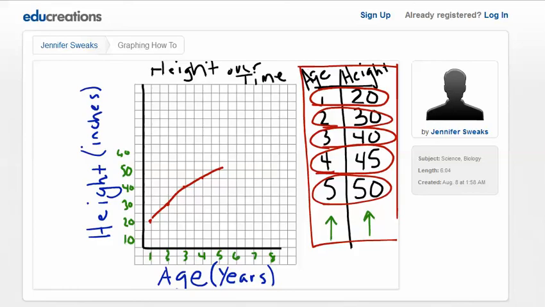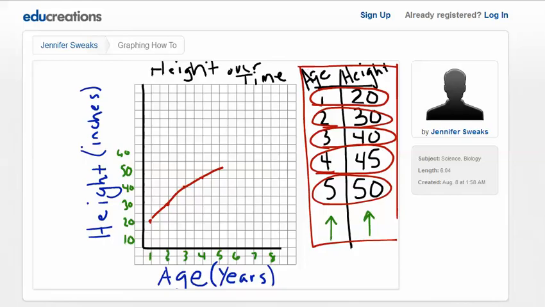Now, another question that always comes up, how did you know to do a line graph? Well, you want to use a line graph when you're using continuous data. See how we have age along our independent axis, our x-axis. That's a definite change over time. There's a continuous change in height as a person gets older.